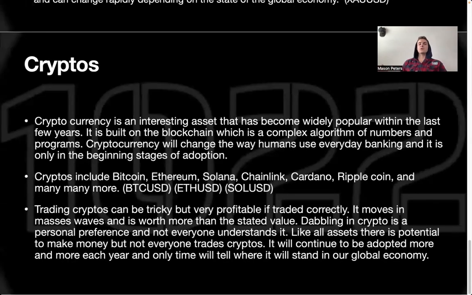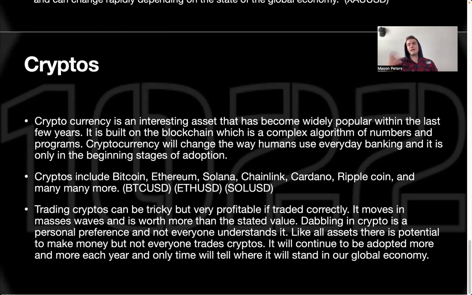Cryptos, let's talk about some cryptos. Cryptocurrency is an interesting asset that has become widely popular within the last few years. It's been around since 2011, 2012. It's built on the blockchain, which is a complex algorithm of numbers and programs. It's going to change the way that we use banking, and we're in the beginning stages of adoption.